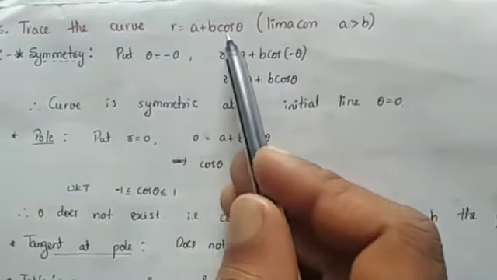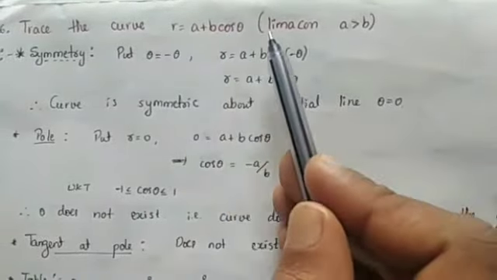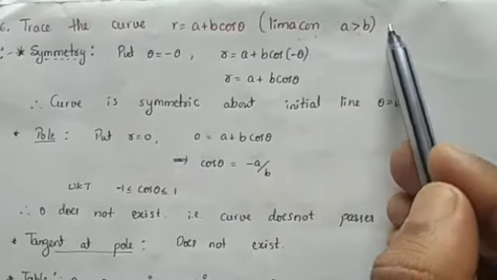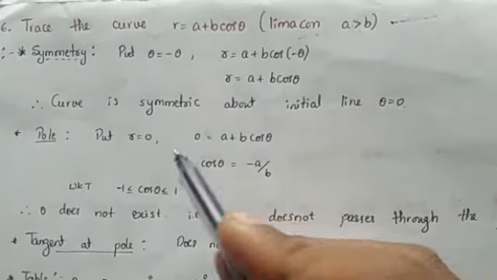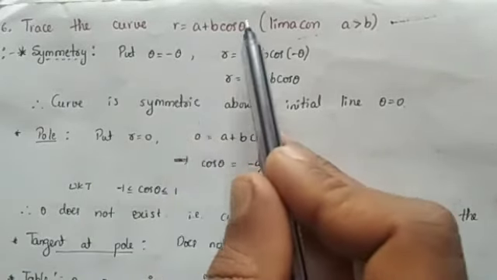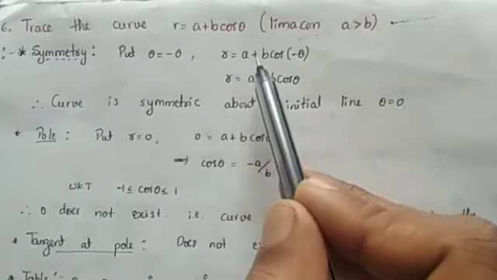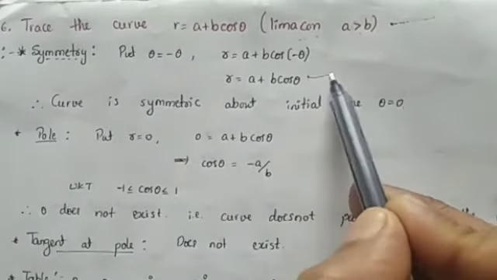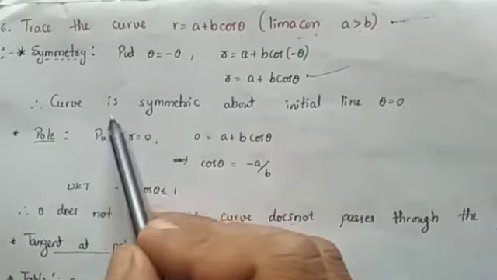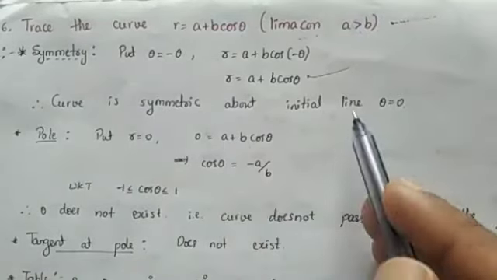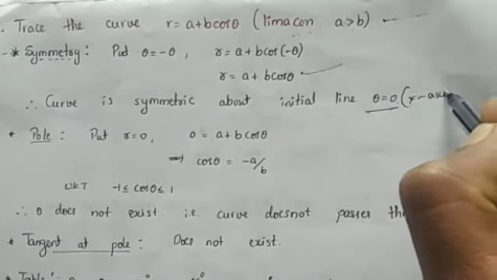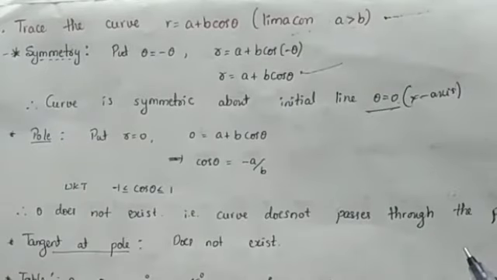Trace the curve r is equal to a plus b cos theta. This curve is called the limacon. The condition is a is greater than b. The first point is the symmetry. We replace theta by minus theta. We get the r value is same. The equation remains same. Therefore, the curve is symmetric about the initial line, theta is equal to 0, that's the x-axis.